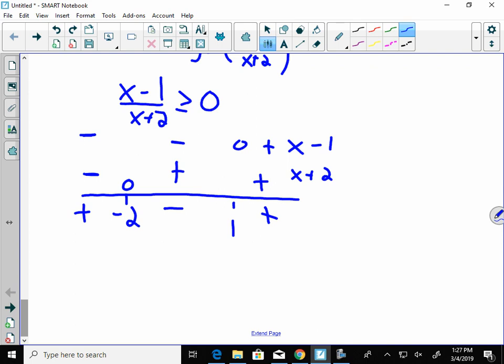Did I not draw enough negatives and positives? Yeah, basically. Wait, so you take a number smaller than negative two. If I put negative three into both of those, this one's going to be negative and that one's going to be negative, and it's positive. Then you put one in the middle, so you take zero. Zero gives negative and positive. Okay. There were not enough negatives and positives, that's the problem. Alright, last one's good.